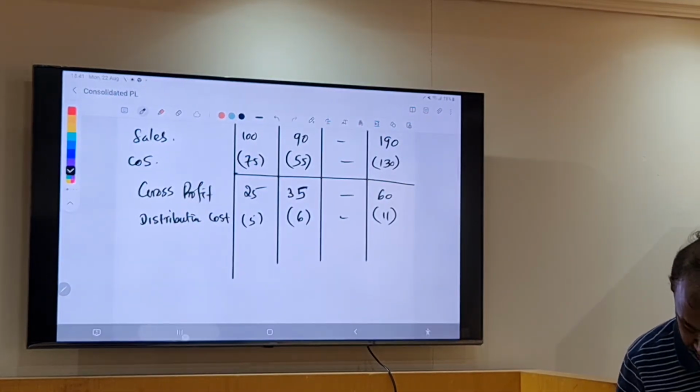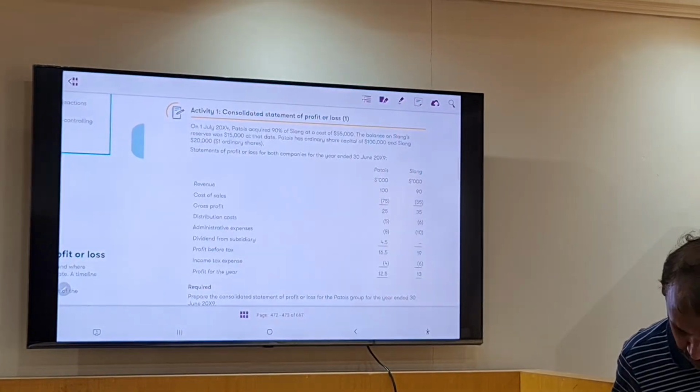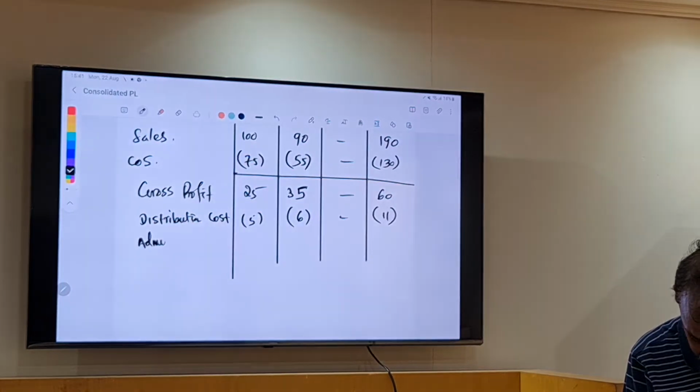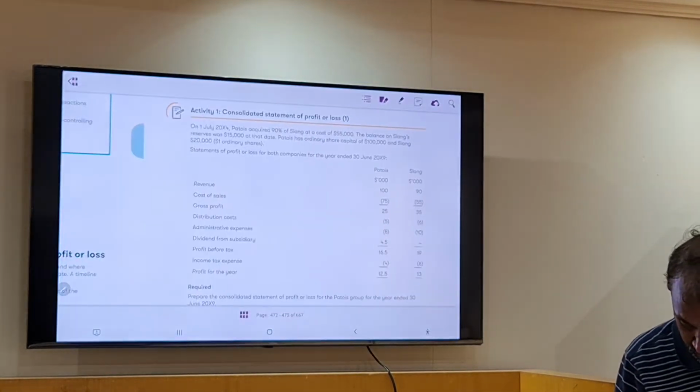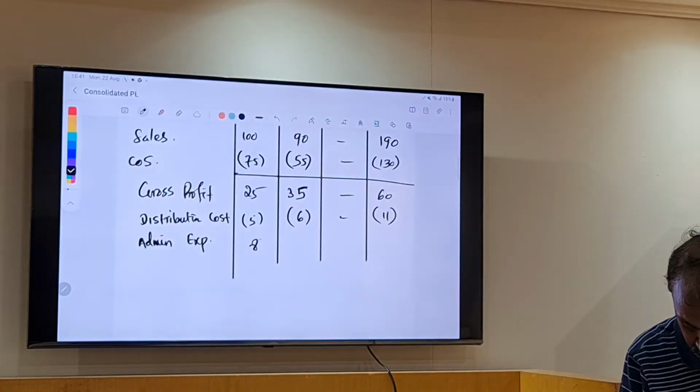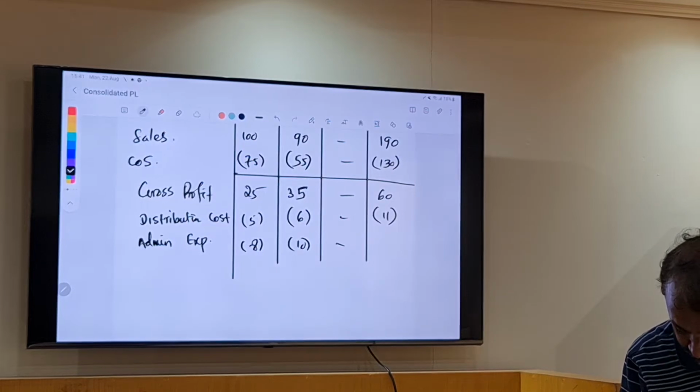Next item. Administrative expense. How much? 8 and 10. Expense, yeah, 18.